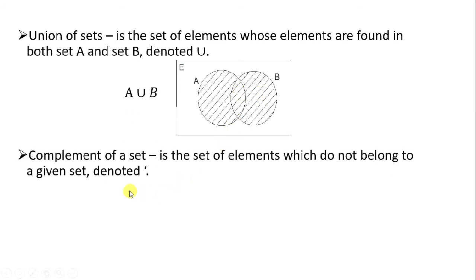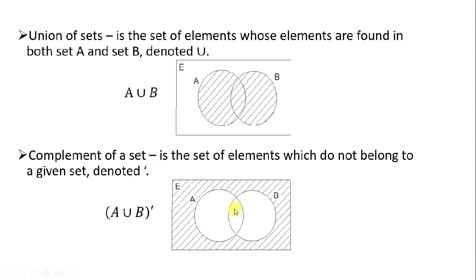Then we have the complement of a set. This is the set of elements which do not belong to a given set, so it is denoted by A'. (A union B) complement is that region which is shaded, showing the elements which do not belong to A and B. Let's look at some examples.